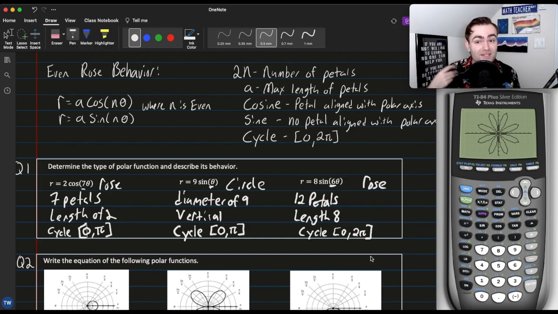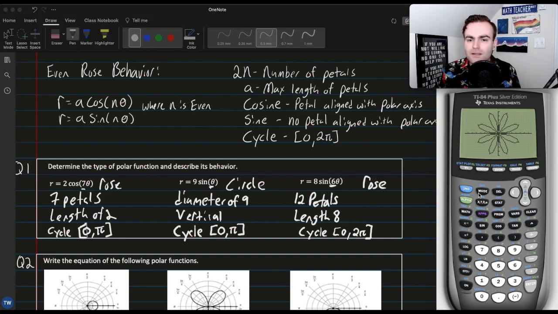How do you know some of this stuff? Some of this stuff you're going to have to memorize, but you can see relationships between them, and I encourage you to find them. Let's double check our answers, because it's no fun just to assume that we're right. If we do 2 cosine 7 theta, it definitely went over itself twice. So the cycle is right. The length and the number of petals is a little hard to see, right?